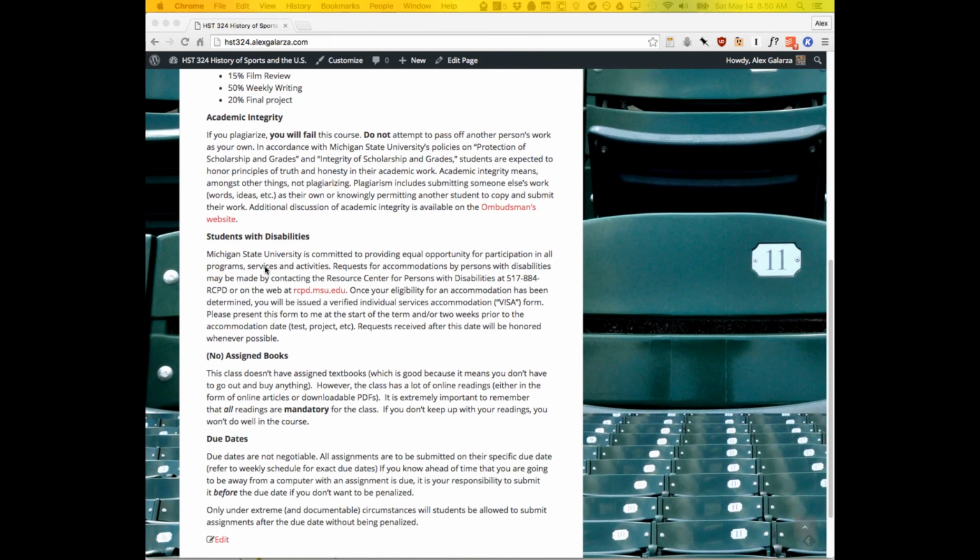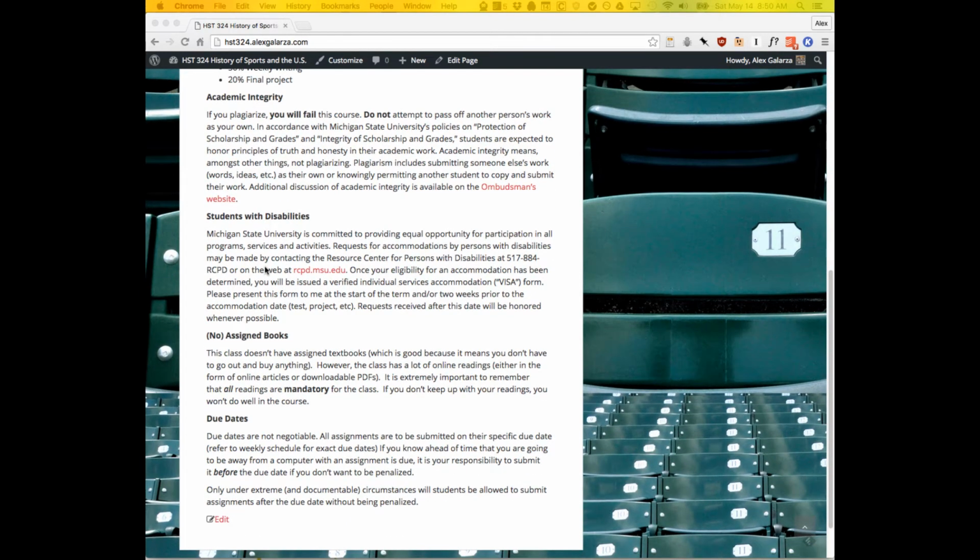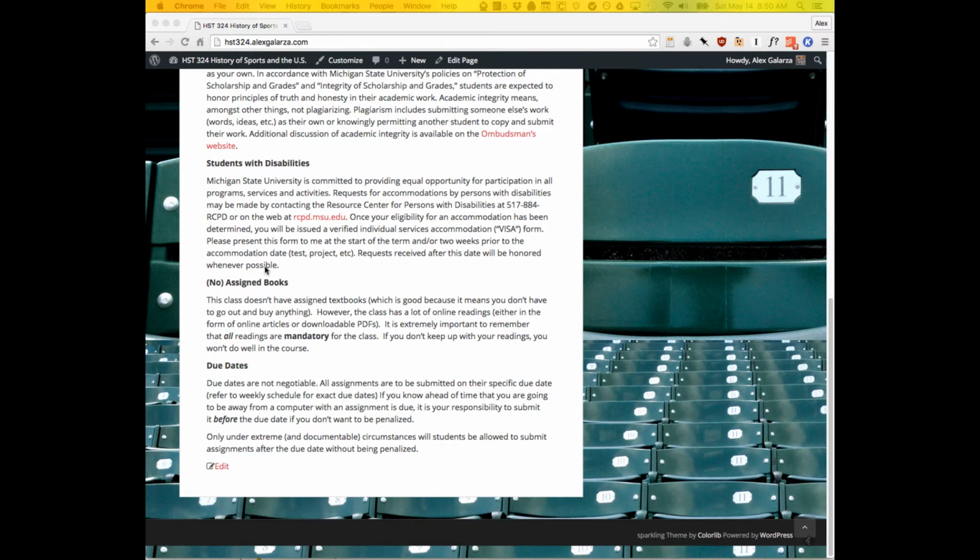Don't plagiarize, you'll fail the class. If you're a student with a disability, be in touch and we can talk about accommodations. Don't worry about buying any textbooks because we don't have any assigned textbooks for the class. And finally, read this section on due dates carefully because I don't accept late work. So if you know you're going to miss something ahead of time, get it in early. If you have a documented excuse, of course, we can work around that. But just pay attention to the due dates and know that the late stuff won't be accepted.